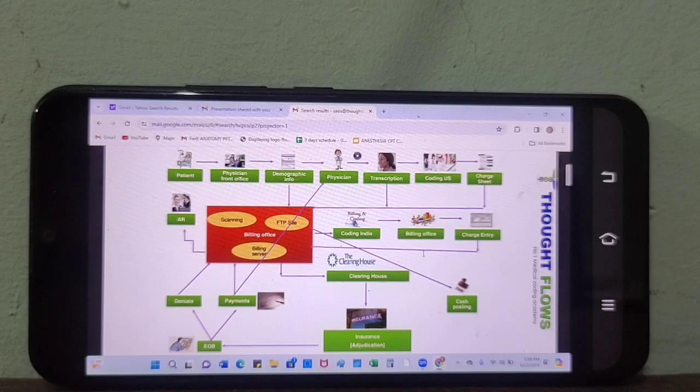EOB, explanation of benefit. All of the information is filled in a single sheet. Okay, that is EOB, explanation of benefit.